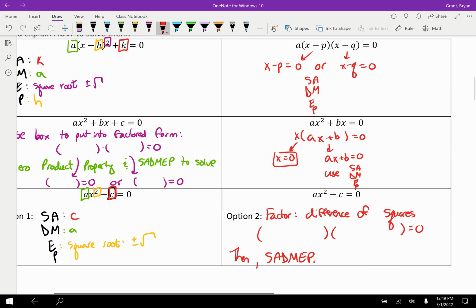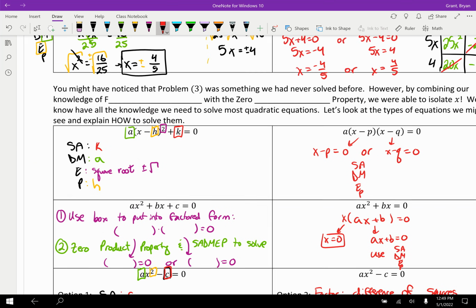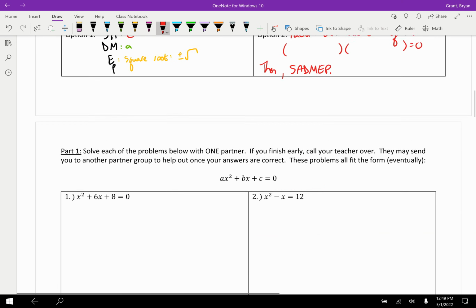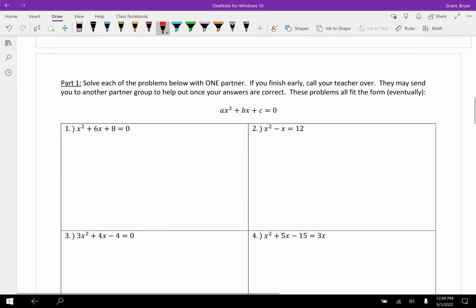All right, so we have really 6 possibilities, maybe 5.5 possibilities, of how to solve problems. You may have noticed that problem 3 was something that technically we had never solved before, but by combining our knowledge of factoring, topic 8, with the zero product property, we were able to isolate x. So all we're going to do for the rest of today is just practice solving for x.